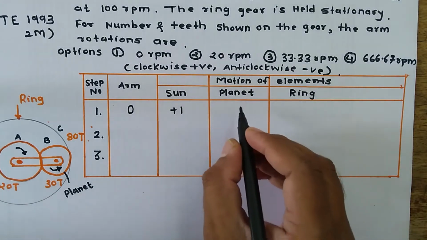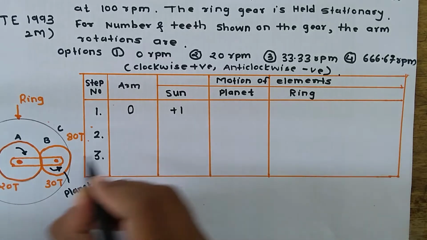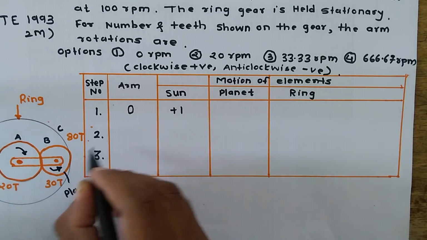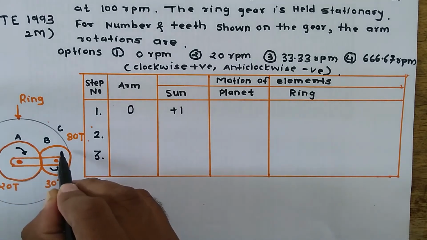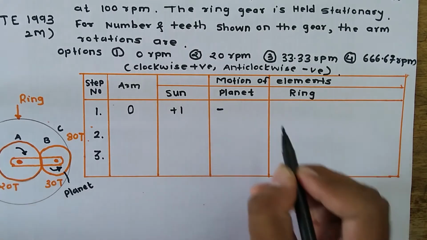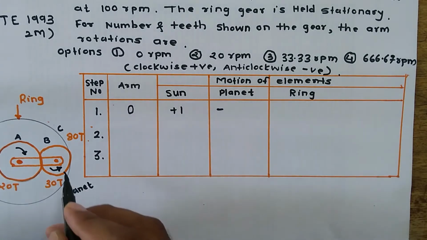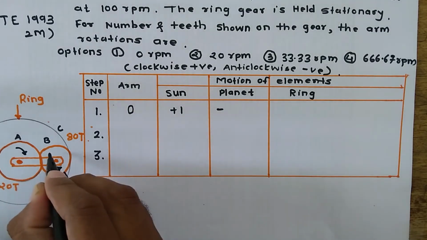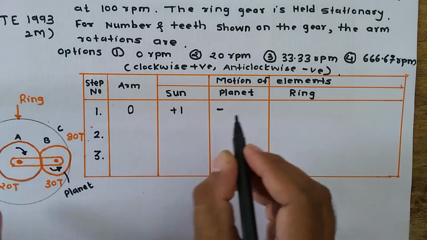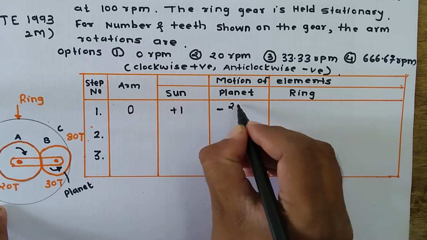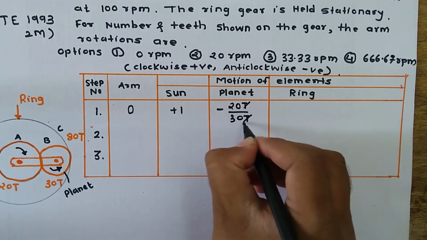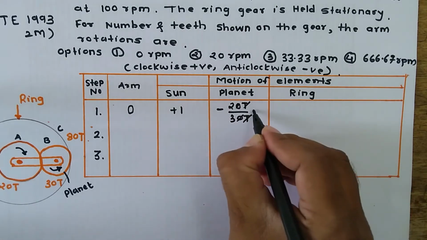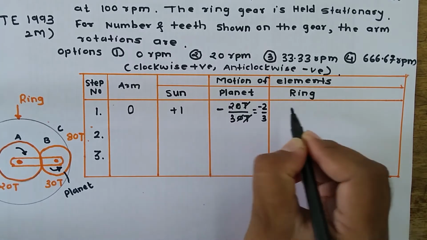Now we see the planet. If the sun is rotating clockwise, the planet will rotate anti-clockwise, so we consider the negative sign. The sun is in contact with the planet; we give input by the sun and take output by the planet. So 20T divided by 30T. The T's get cancelled, the 0 gets cancelled, and lastly we get -2/3.